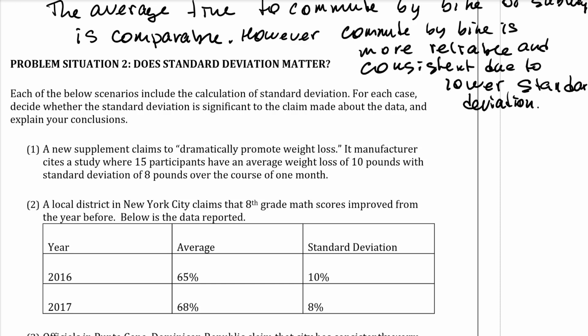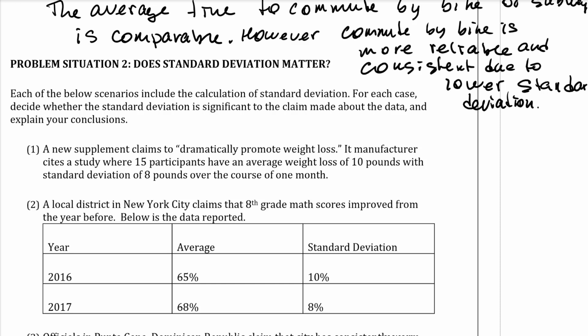So question number 1: a new supplement claims to dramatically promote weight loss. Its manufacturer cites a study where 15 participants had an average weight loss of 10 pounds with a standard deviation of 8 pounds over the course of 1 month. So is standard deviation significant to this claim? What does it tell us?